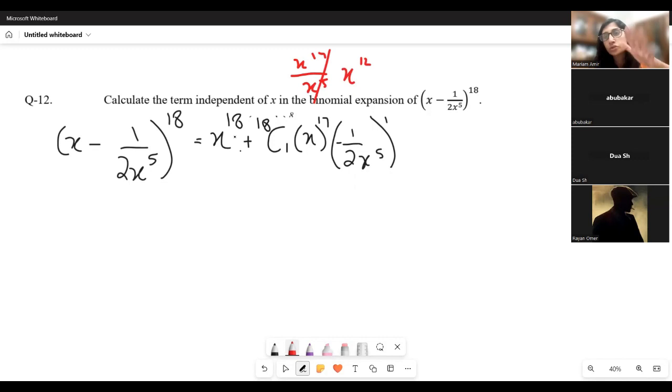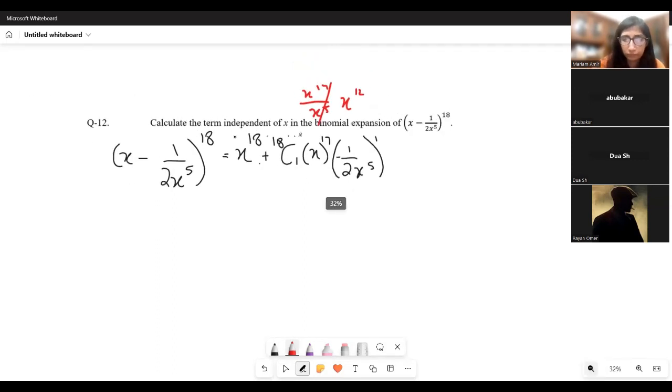But there is a huge jump in the power. पहली x power 18 थी, the next power is x power 12. So that means pretty soon we will get the term independent of x. So no harm in using this method to find the independent term, and you don't need to use the Tr plus 1 method that we discussed yesterday. Okay.